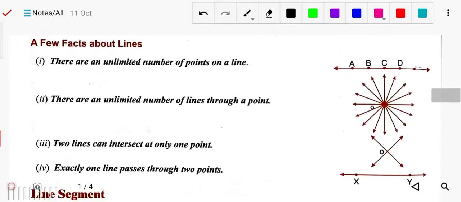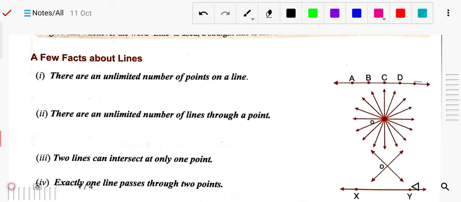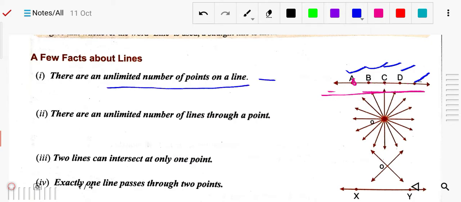Now some facts you should know. First is that there are an unlimited number of points on a line. If you draw one line, you can see there can be many points on it. You can write A, B, C, D, and likewise many more points on this line. So there are unlimited points on a line.